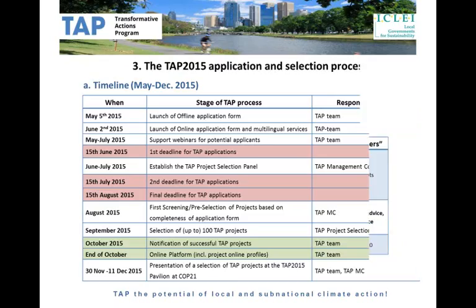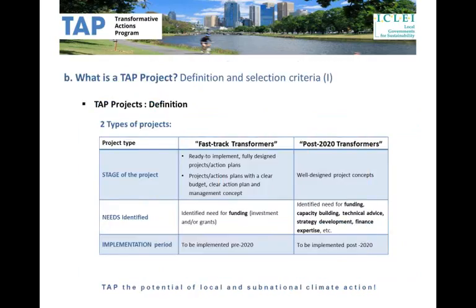Now, turning to what is a TAP project. I will start by the definition. We refer to two different types of projects when we say TAP projects: fast-track transformers on one hand, and post-2020 transformers on the other hand. The main distinguishing points between the two types of projects are, first of all, the stage that they have reached. Either they are already fully designed with clear budget and action plan and a clear management structure, or they only have the concept ready.